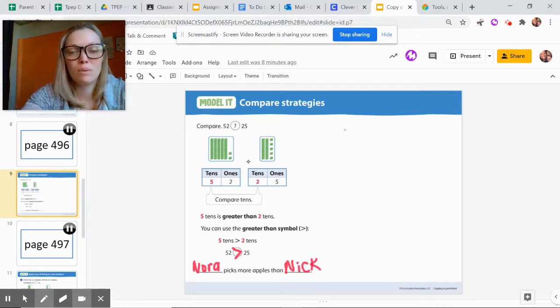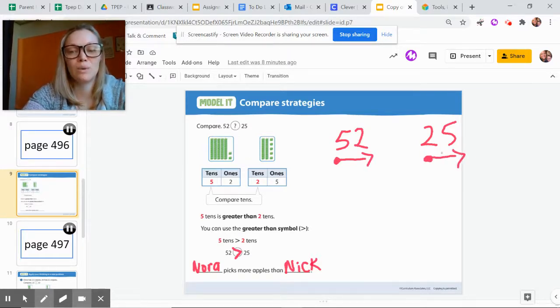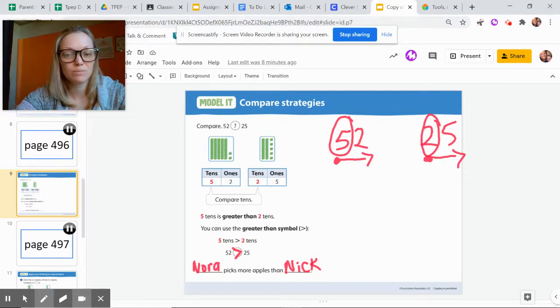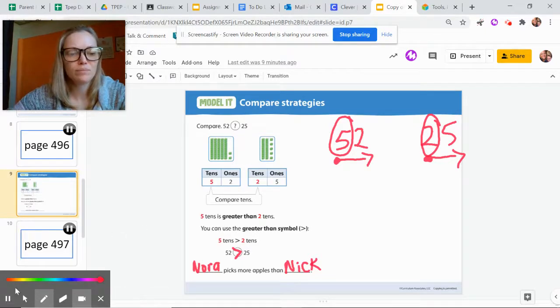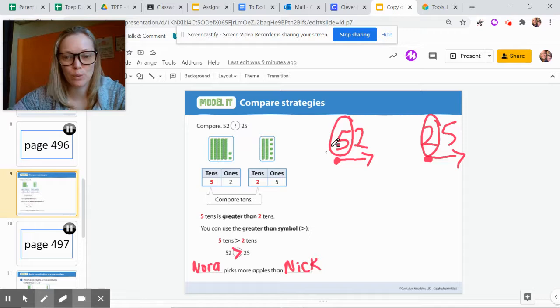52. Remember, if I draw these, we're going to start on this side, compare this first, then go this way. Start here first, then look this way. So you look at the tens first. And if those are different, then you can see which one has more. 5 tens is more than 2 tens. Then we don't even have to look at our ones because we know that 50 is bigger than 20. We don't even have to look at how many ones there are.